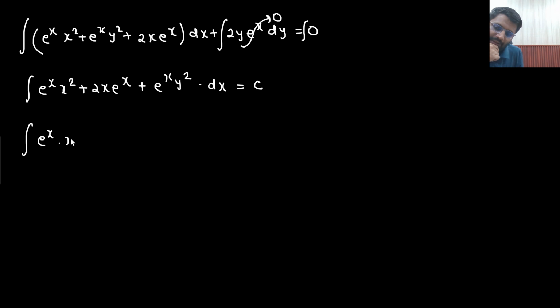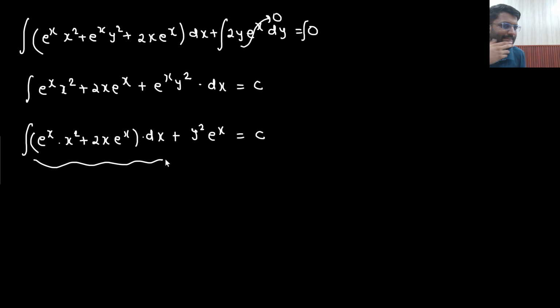The integral of e to the power x times x square plus 2x e to the power x dx plus, sir, y square will be treated as constant, so y square you can take outside. And what is the integration of e to the power x? That will be e to the power x only, equals constant. You are supposed to solve this integration. Can you think of it? What will be the answer?